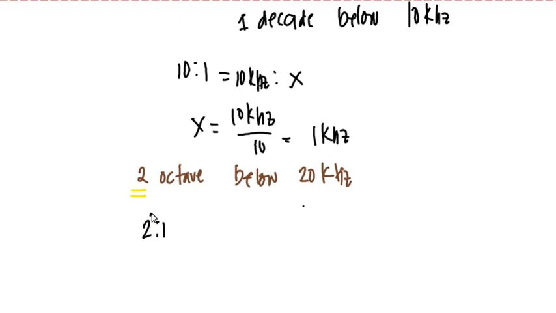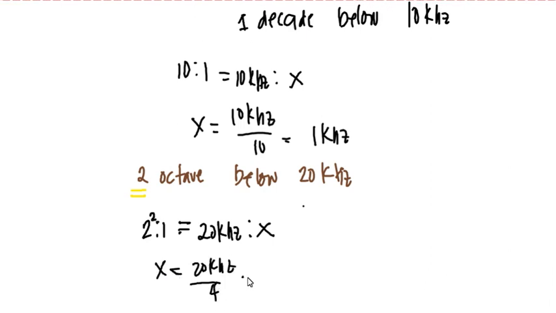So we have 2 raised to 2, which is equal to, since it is below, the highest value is 20 kilohertz. So this will be 20 kilohertz is to x. So 2 squared will be 4. So 20 kilohertz divided by 4 is equal to 5 kilohertz. Okay, so that is our value.